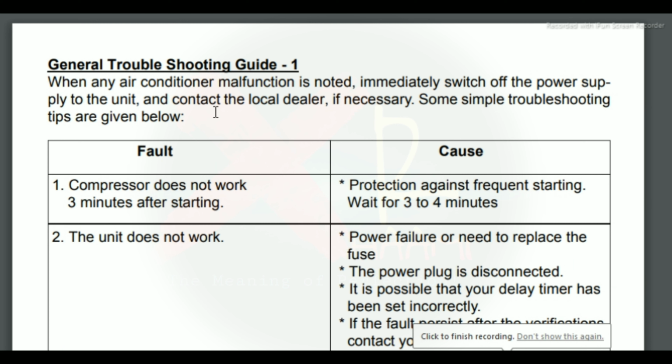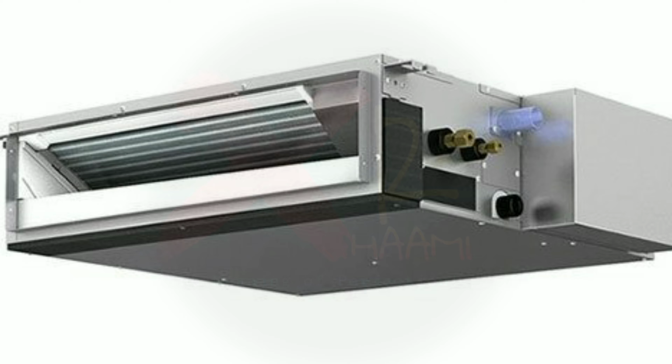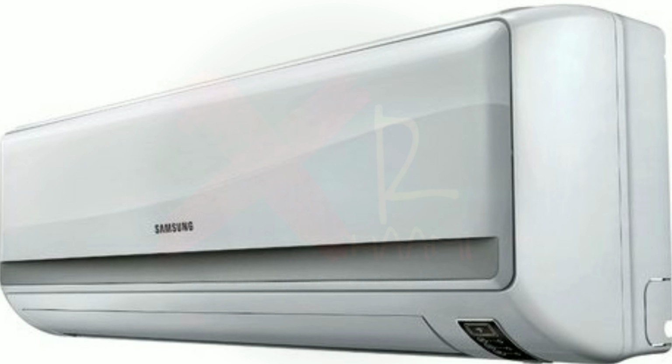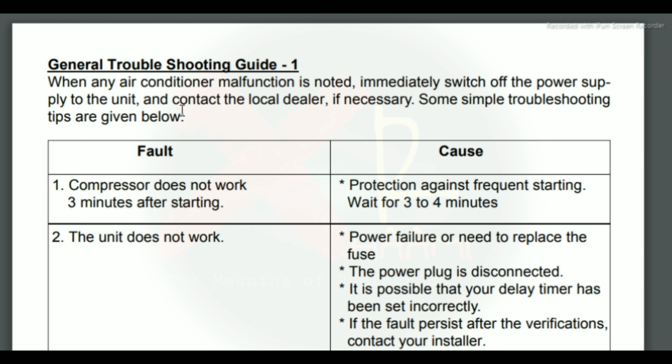Guys, today I'm going to show you general troubleshooting in an air conditioner. If you have any kind of air conditioner, here are some faults and causes so you can check by yourself. When any air conditioner malfunction is noted, immediately switch off the power supply to the unit and contact the local dealer if necessary. That's why some simple troubleshooting tips are here.